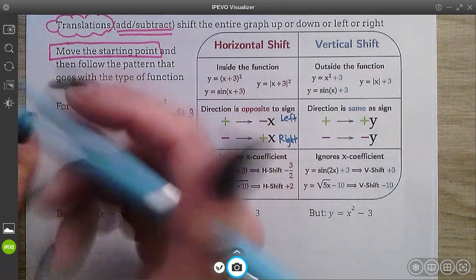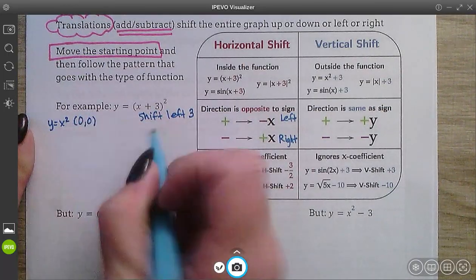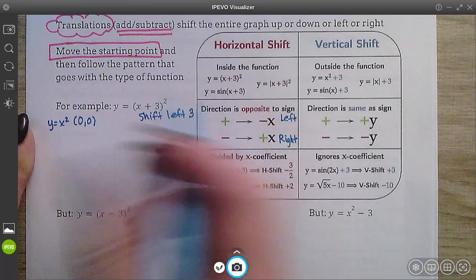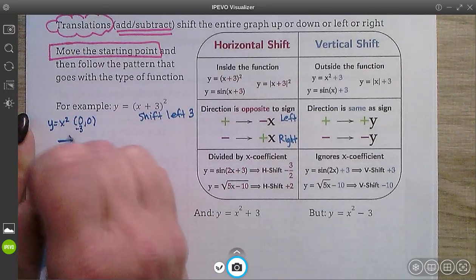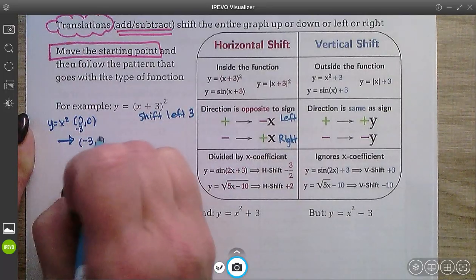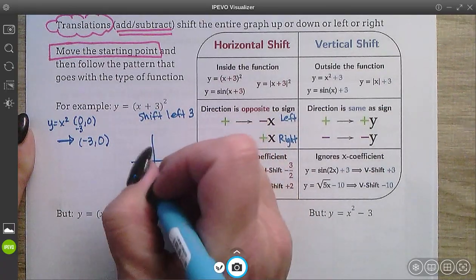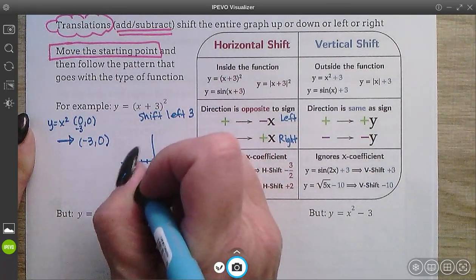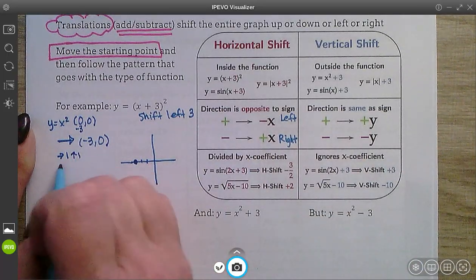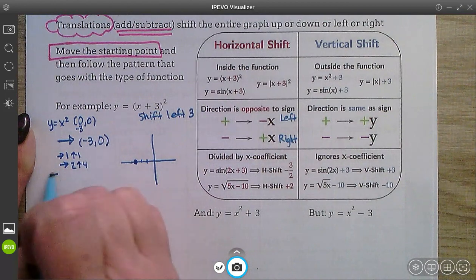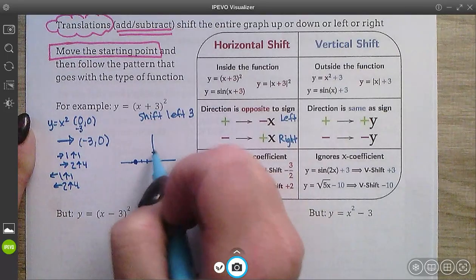So originally on y equals x squared, the start point was at 0, 0. But if I shift my graph left 3, then I have to subtract 3 from my x, so my new starting point is at -3, 0. So instead of my graph starting at 0, 0, I'm going to shift it over to -3, 0, right there. And then I'm going to use the pattern, over 1, up 1, over 2, up 4, left 1, up 1, left 2, up 4, to get the rest of my graph.